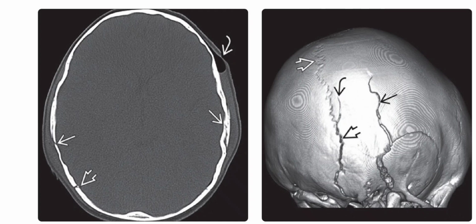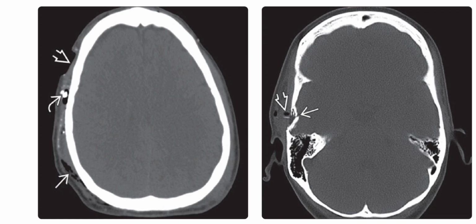Right is a 3D shaded surface display in the same patient, and it shows the right calvarial linear skull fracture. Another linear fracture is present that is seen to be extending into the right lambdoid suture, causing a diastatic fracture. The lambdoid suture cephalic to the fracture appears normal.